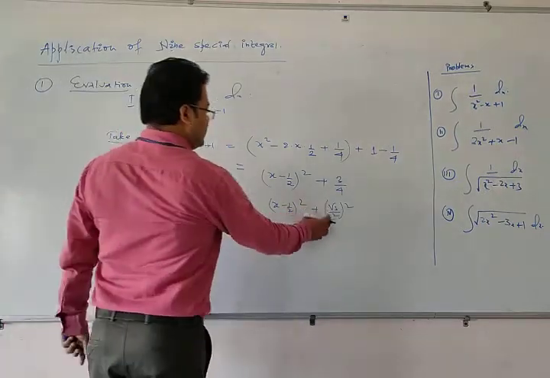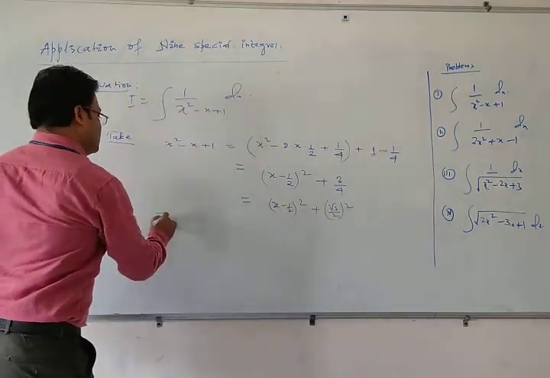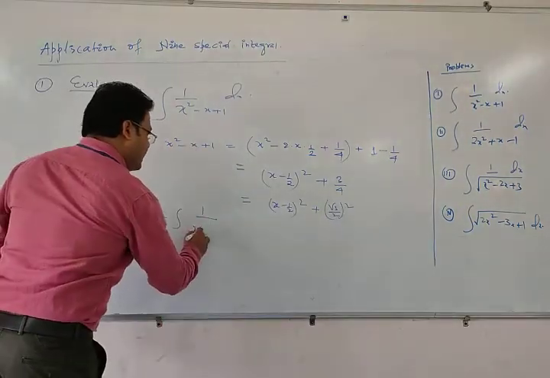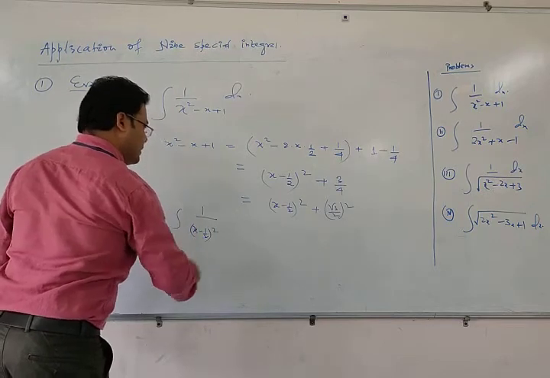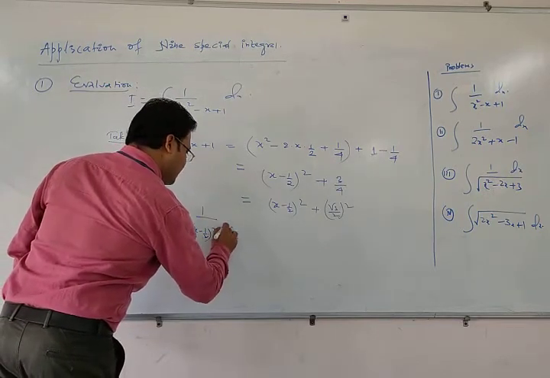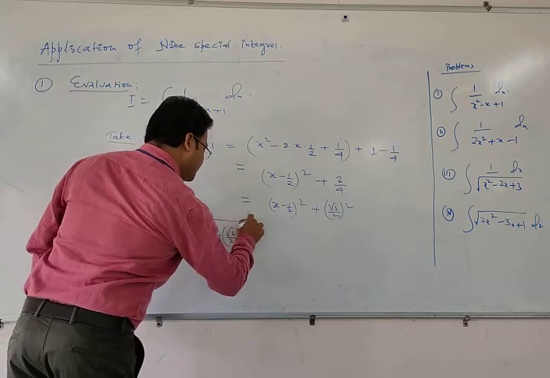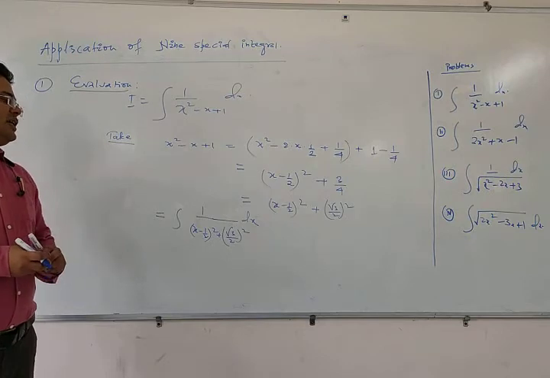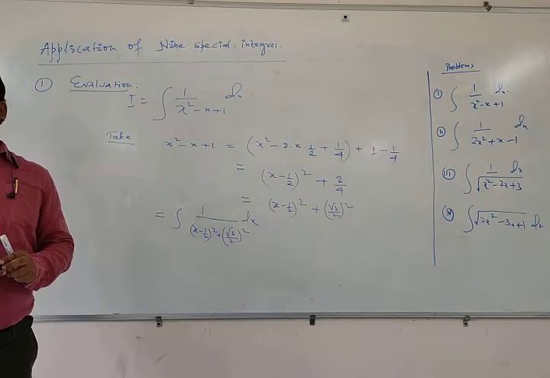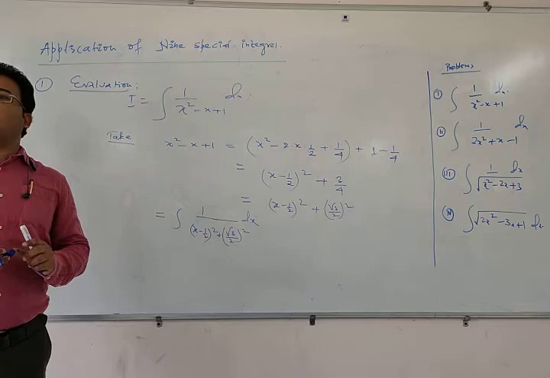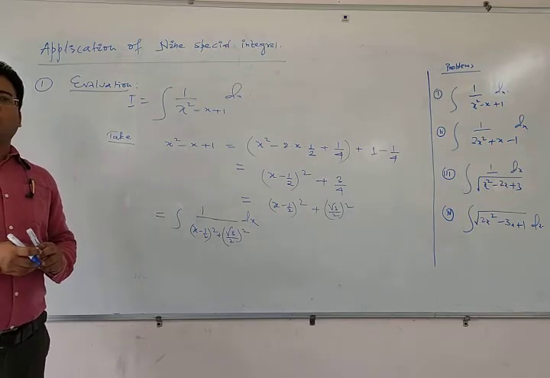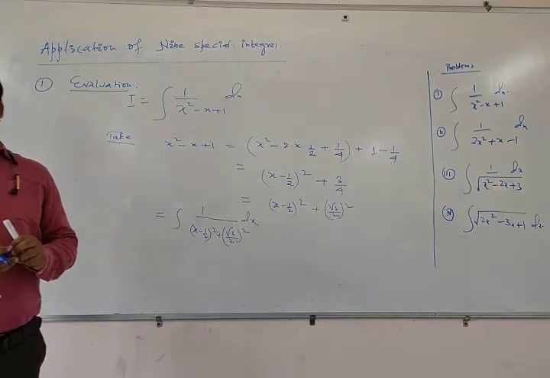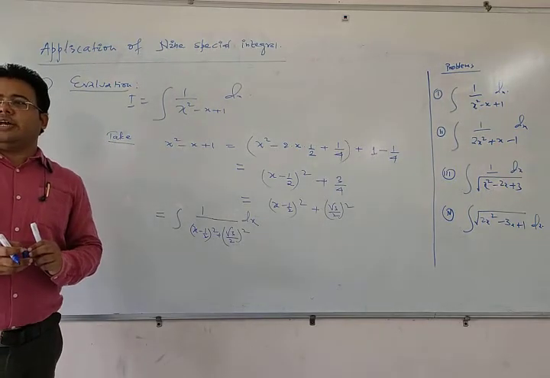Now you can use this in the above integral. So the integral becomes 1 by (x minus half) whole square plus (root 3 by 2) whole square with respect to x. And you can see here, this is the formula of the type 1 upon x square plus a square. So what will be the integration of 1 by x square plus a square? You already know that the formula of the integration of 1 upon x square plus a square is 1 upon a tan inverse x by a.